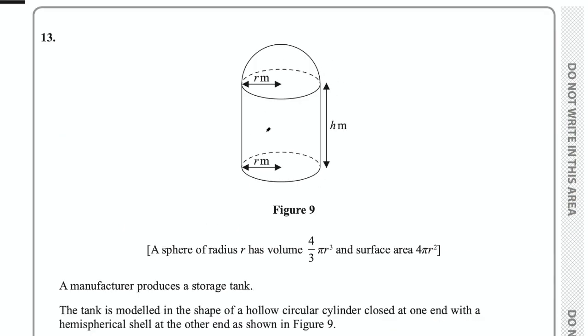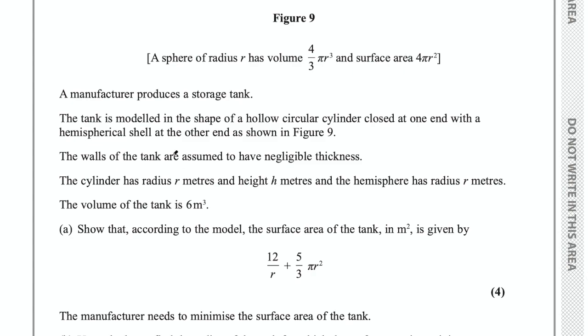Question 13 gives us a figure and it says a sphere of radius r has volume 4 over 3 pi r cubed and surface area of 4 pi r squared. So that's nice. They give us some formulas before we get into it. And then the question says a manufacturer produces a storage tank. The tank is modeled in the shape of a hollow circular cylinder closed at one end with a hemispherical shell at the other end as shown in figure 9. The walls of the tank are assumed to have negligible thickness. The cylinder has radius r meters and height h meters, and the hemisphere has radius r meters.